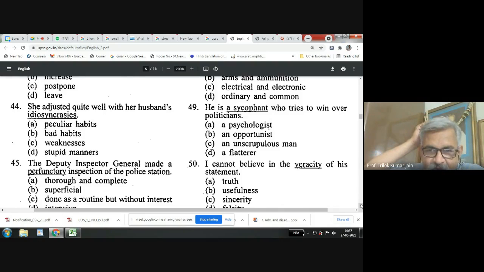It can be flatterer also. A cannot be the answer. B can be an answer. C can be an answer. D can be an answer. B, C, D, all three are possible. Out of them, we have to select one. So the best answer in my opinion is opportunist. Sycophant: somebody who is always trying to please others. It can be D also.